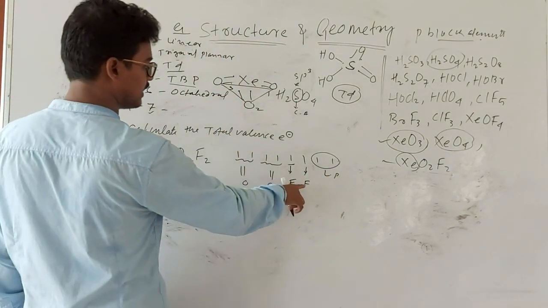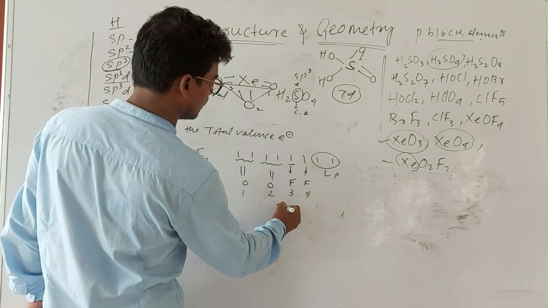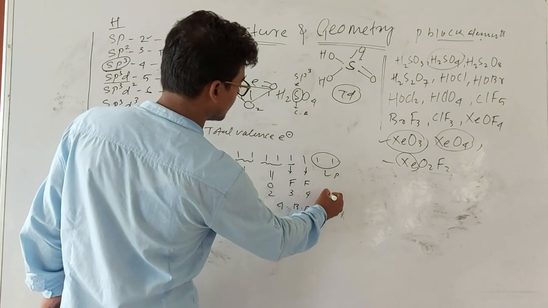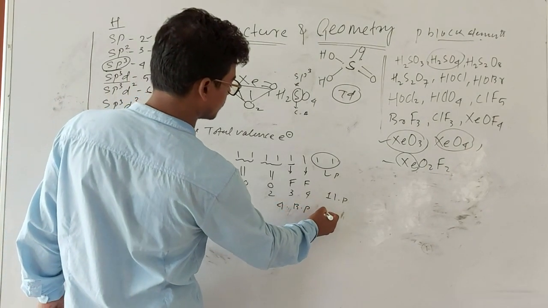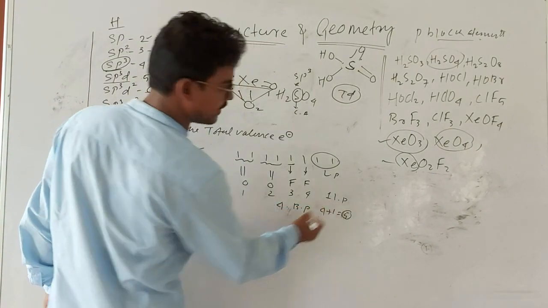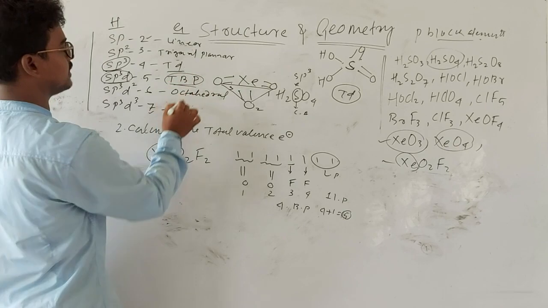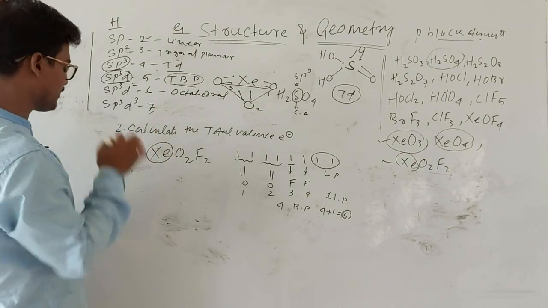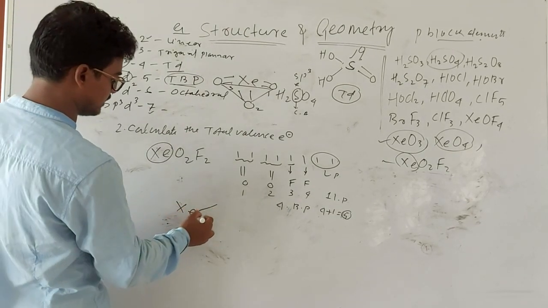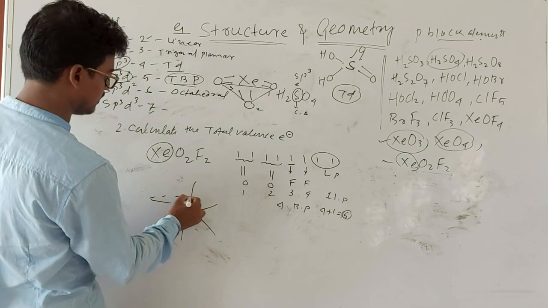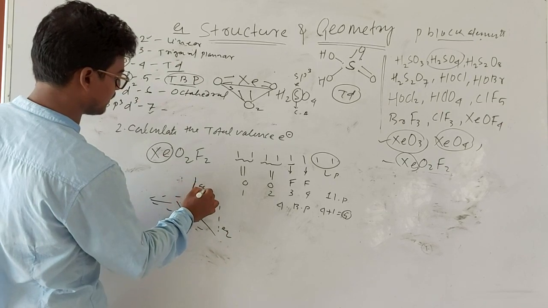So how many bonds are there? 1, 2, 3, 4. Total bonds is 4: 4 bond pairs and how many lone pairs? 1 lone pair. So 4 bond pairs plus 1 lone pair, 4 plus 1, equals 5. 5 here belongs to the sp3d hybridization and the geometry is trigonal bipyramidal. So I will draw this structure, trigonal bipyramidal. Draw the structure like this. This is the structure of the trigonal bipyramidal, and this is the equatorial and this is the axial bond.